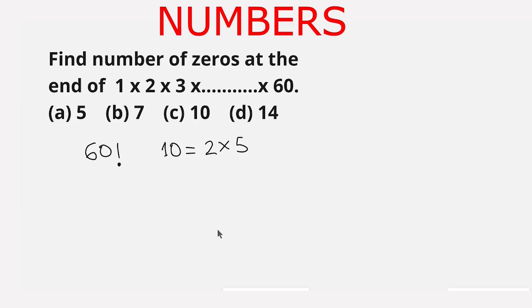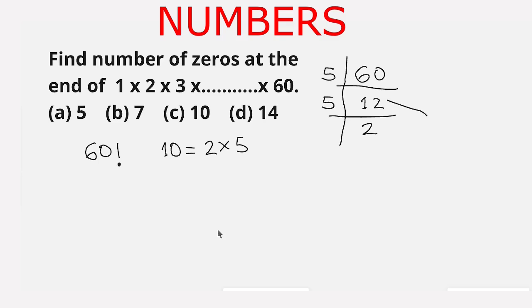So we will find the maximum power of 5 in 60 factorial, and that will be the power of 10 in 60 factorial. So we successively divide 60 by 5. 5 divides 60 for 12 times. We again divide 12 by 5, and it divides it for 2 times, as 5 times 2 is 10.